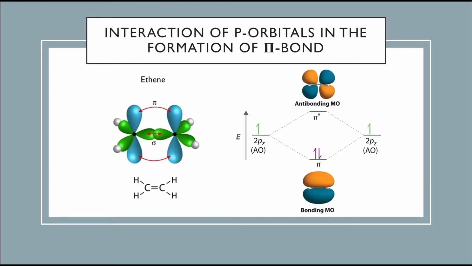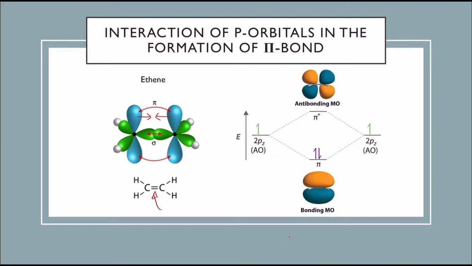Before we move on to our main topic, conjugation, we should first explain what happens when p orbitals interact in the formation of pi bonds. So here is the molecule ethene with the double bond you can see here. In a double bond, you can find two types of bonding, the sigma bond and the pi bond. So we're gonna focus on the pi bond here. Pi bonds are formed by p orbitals overlapping side to side, like this.